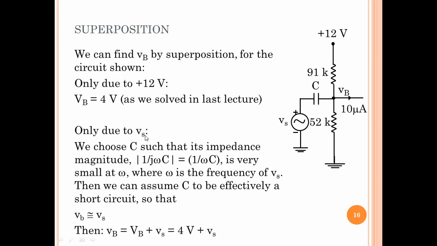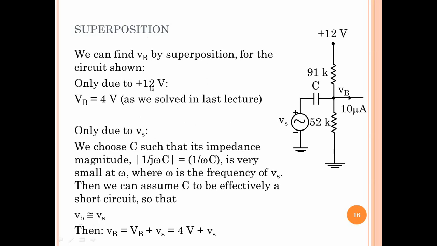Therefore, when only Vs is applied, C acts as a short circuit. Therefore, we can say that VB is approximately equal to Vs. This is a very small impedance, so the difference between Vs and VB is very small. We will say they are approximately equal. So due to Vs, we get VB equal to Vs.